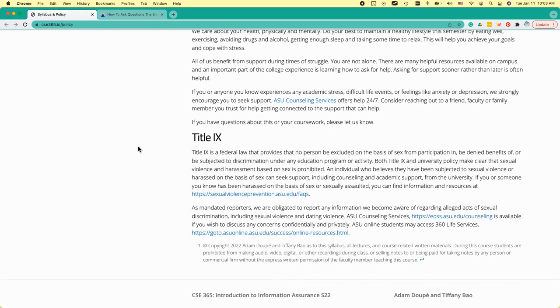Also in terms of Title IX, this is a good organization. If you ever come across any problem, feel free to contact them, or you can also contact us. For us, if we have heard anything about those kinds of issues, we are obligated to report to the Title IX school organizations. So if you do need us to report for you, feel free to come and talk to either Adam or me. We're happy to be here.